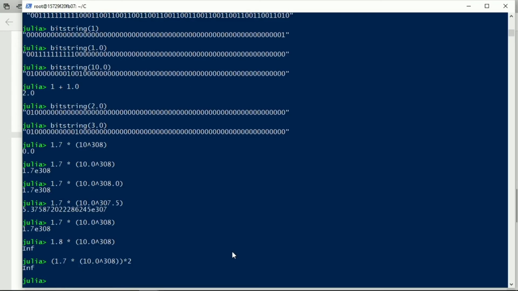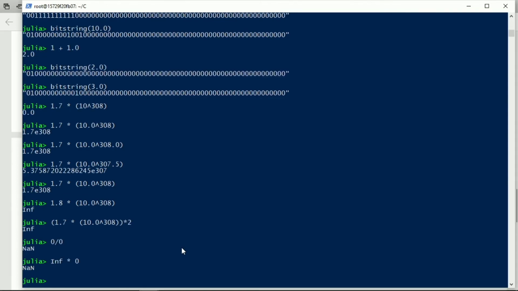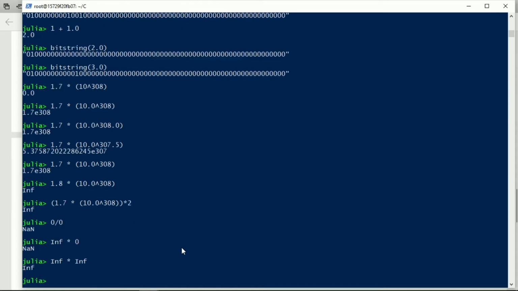Similarly, you have undefined numbers. So if you have 0 divided by 0, then that's not a number. So inf is a value. It's a value that's bigger than any other value. But nan is not a value. We don't know anything about it. Similarly, if we want to have inf times 0, we get nan. But if we have inf times inf, we get another inf.